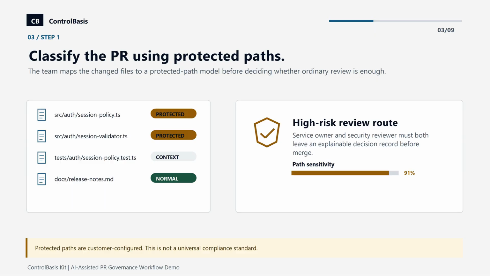Start by classifying the changed files. Because this pull request touches authentication logic under SourceAuth, your workflow routes it through high-risk review instead of ordinary review.